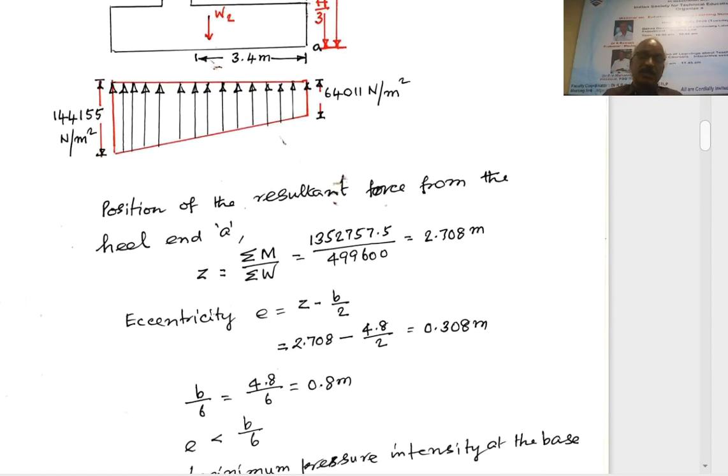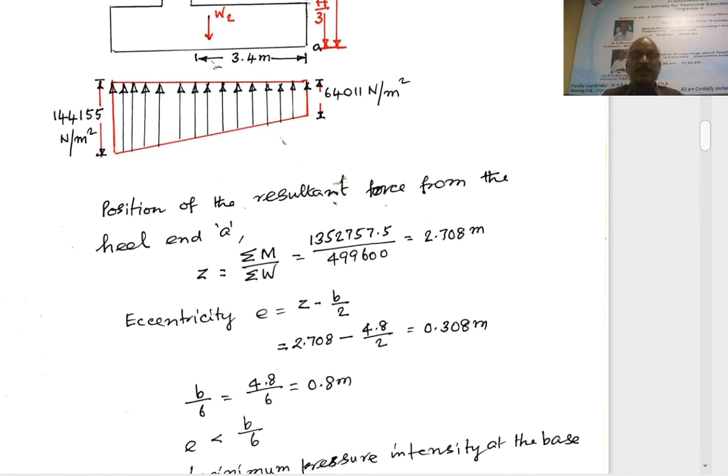As I told earlier, we divide the base into 1/3, 1/3, 1/3. If the resultant falls within the middle third, or in other words, if the eccentricity is not more than B by 6, the total base will be under compression.